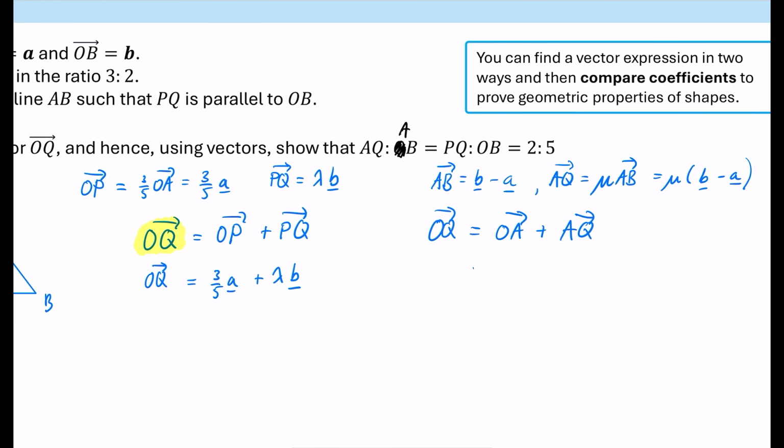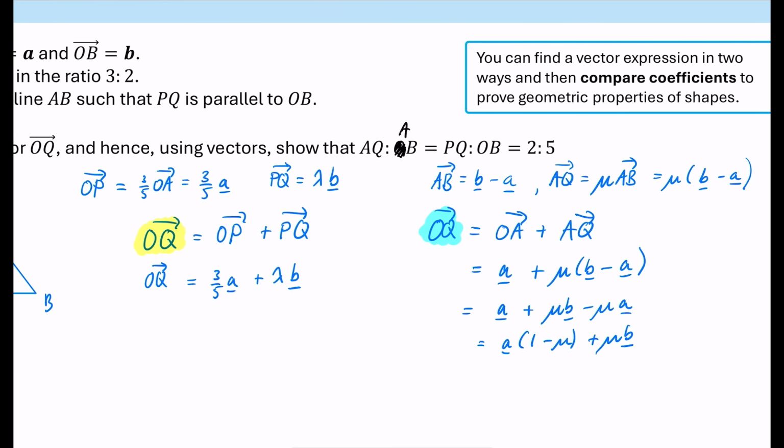So as I now continue with this, I can say that it's OA, which is A, plus AQ, which is mu lots of B minus A. So putting this all, expanding this all out, we get this. Oh, that's an A, isn't it? And so for the A part, I have A, 1 minus mu, if I factorize it, and then I have plus mu B. And this was the blue pathway that I was just calculating.